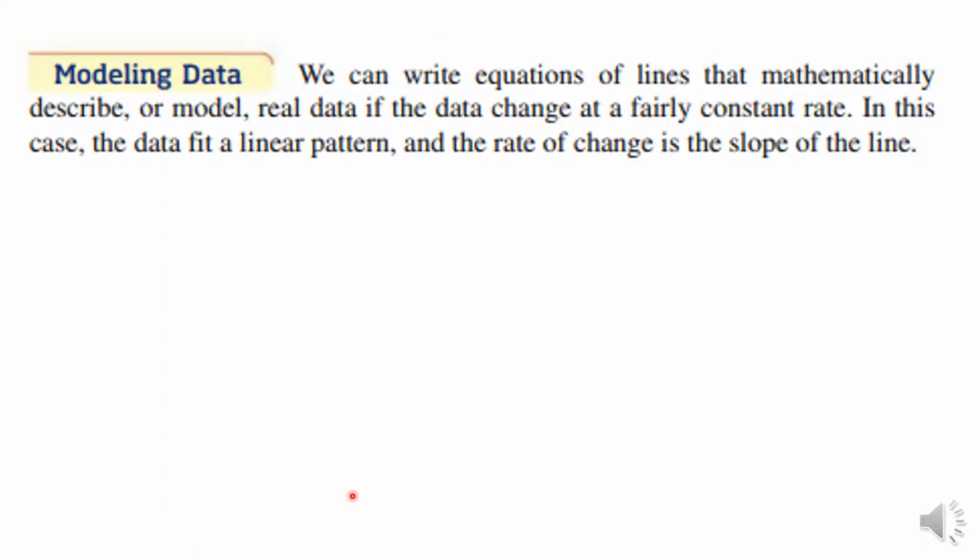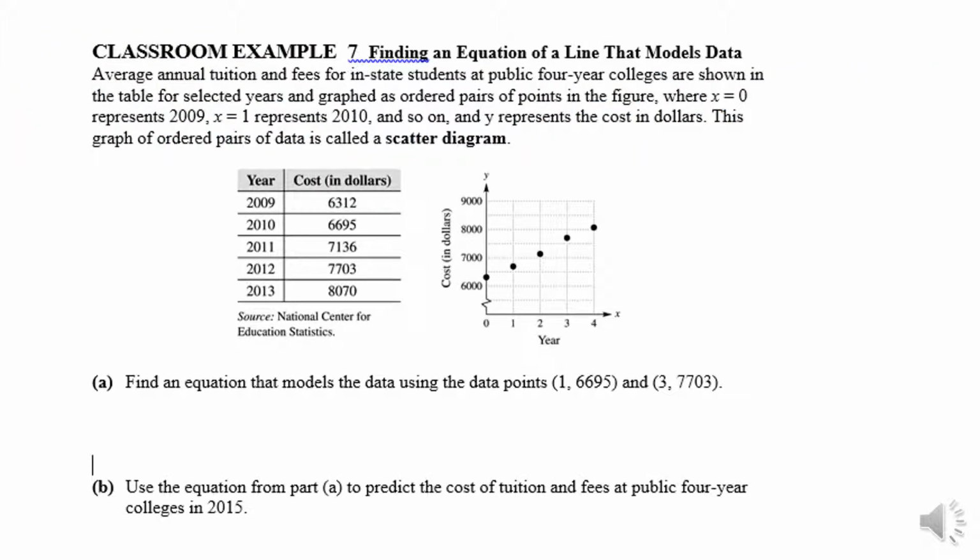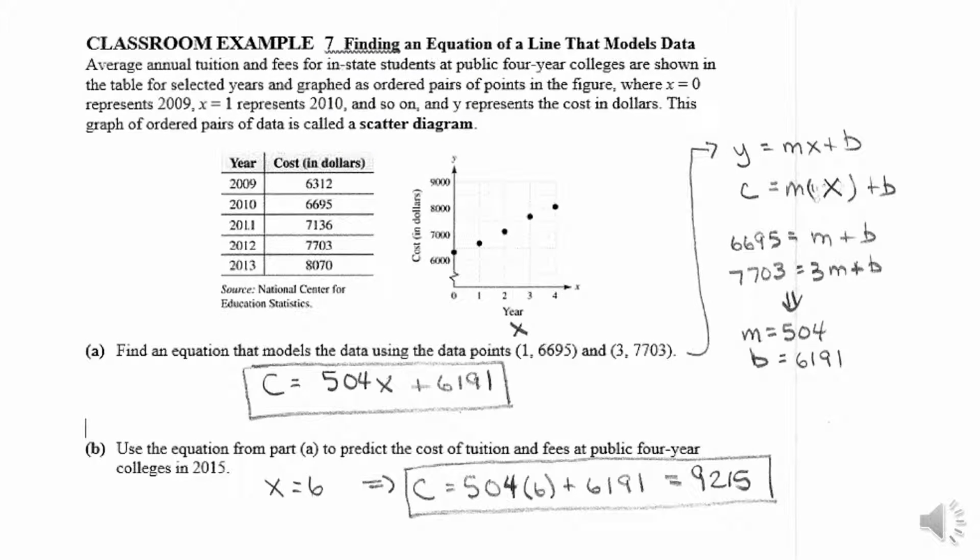We can also write equations of lines that mathematically describe or model real data if the data change at a fairly constant rate. In this case, we assume the data fit a linear pattern and the rate of change is the slope. So here is a problem from your guided study notes, and what you should do is pause the video, read the problem, work the problem, and then press play again, and we'll see how you did. Let's see how you did here. These are the answers you should have gotten.